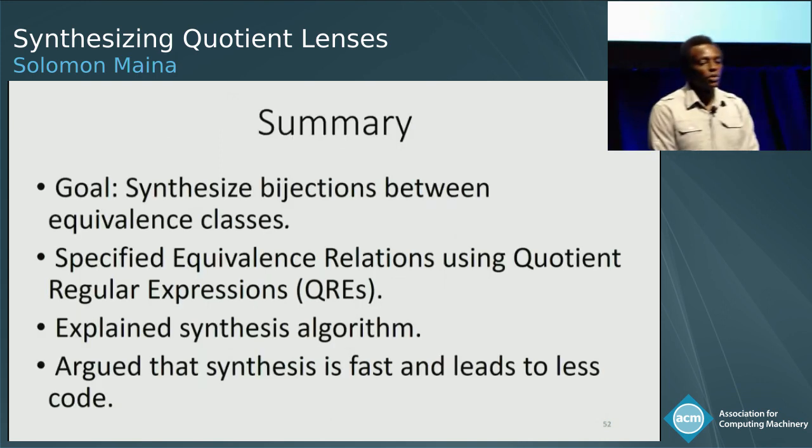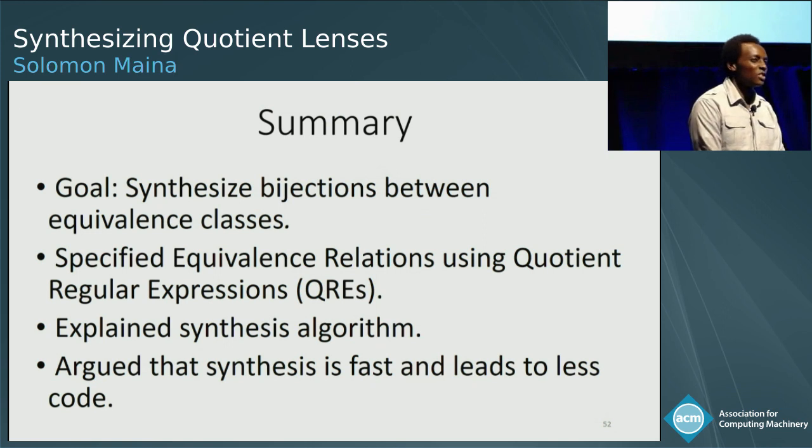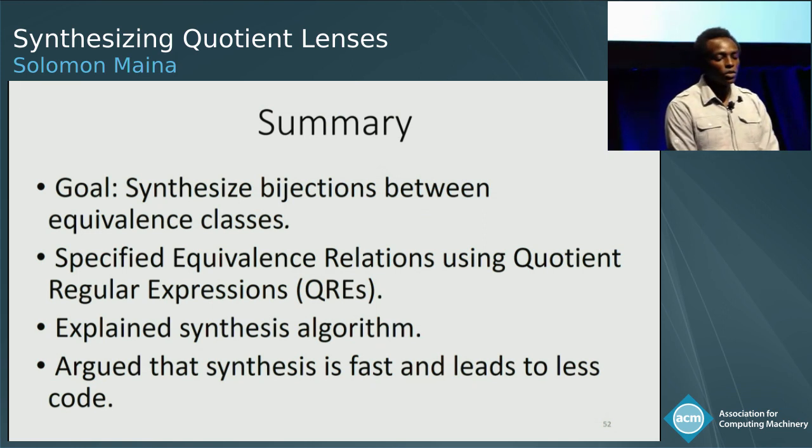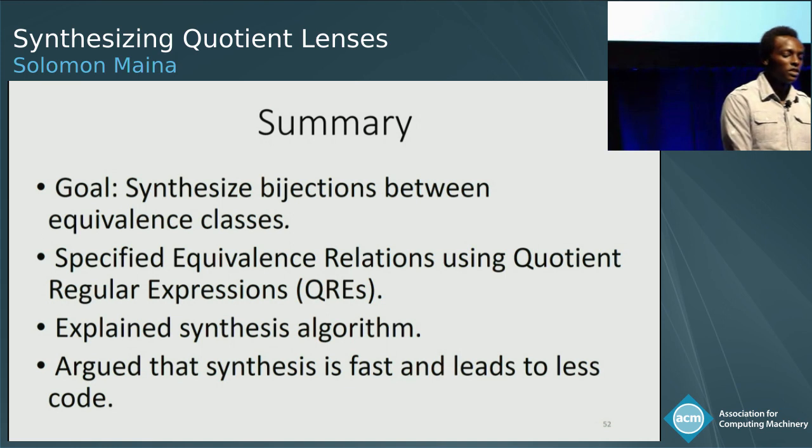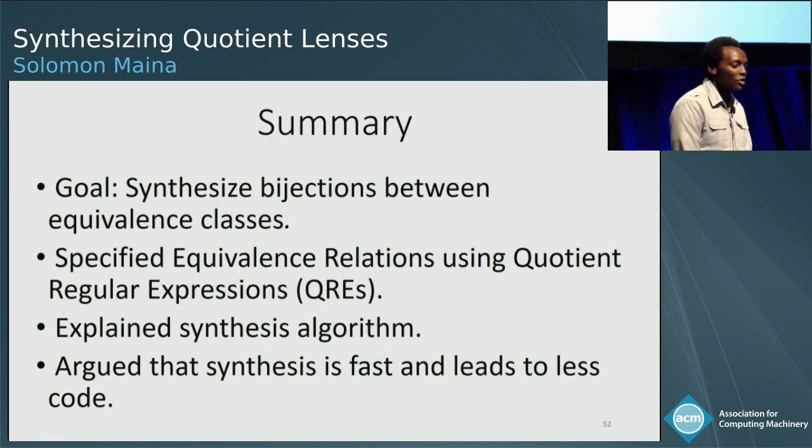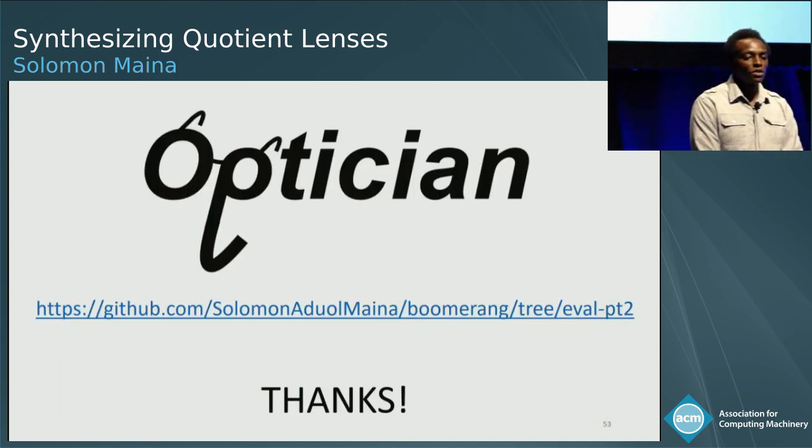So in summary, our goal was to synthesize bijections between equivalence classes. We specified equivalence relations using QREs. I explained the synthesis algorithm and argued that synthesis is fast and leads to less code. And that's the end of my talk. Thanks.